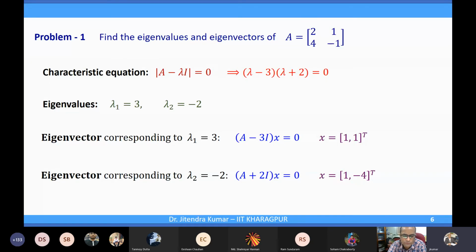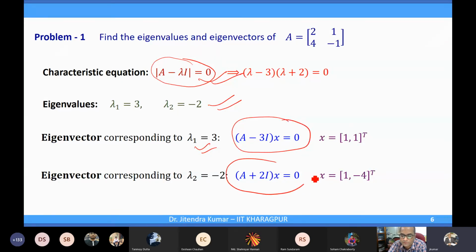Only A minus lambda I equal to 0. You solve it and get the eigenvalues. Corresponding to each, you need to solve the system of linear equations, which I believe all of you are comfortable with. Clear?